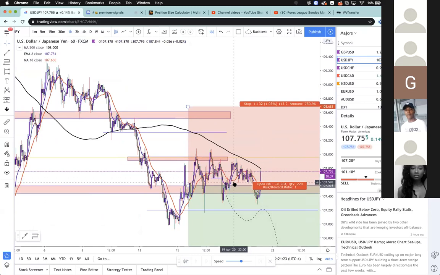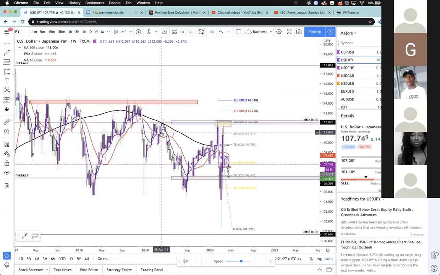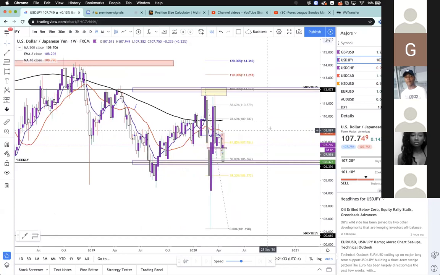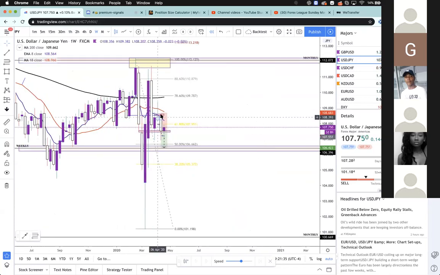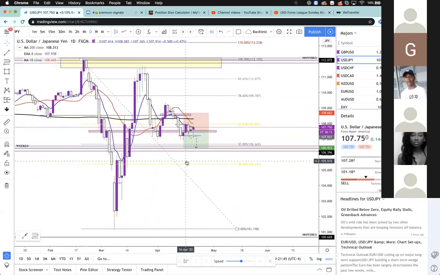UJ's been really messing around in this area. Let's bump up to the weekly time frame on UJ. Last week closed with this bearish variation, but a lot of exhaustion, which is telling me we're probably not ready to push quite yet, unless something crazy happens.